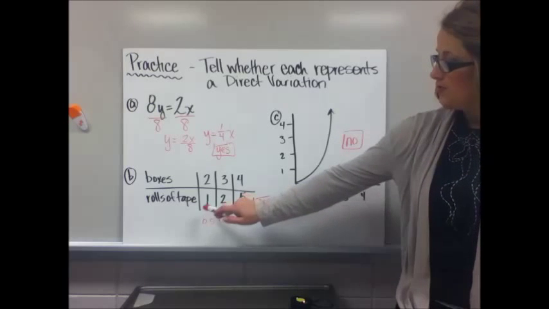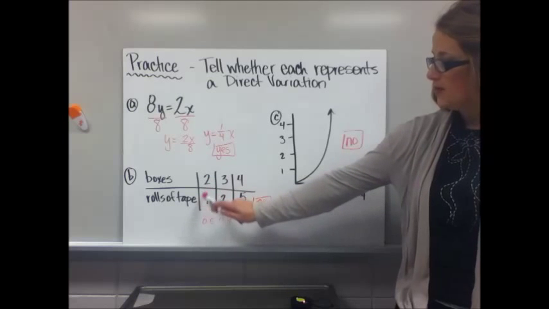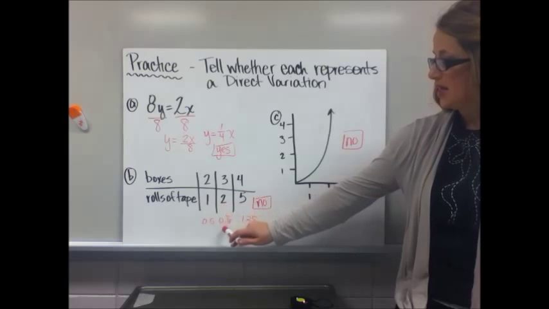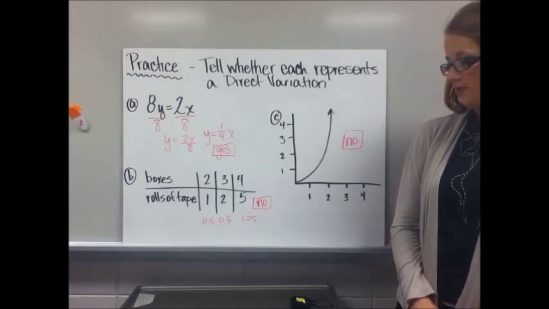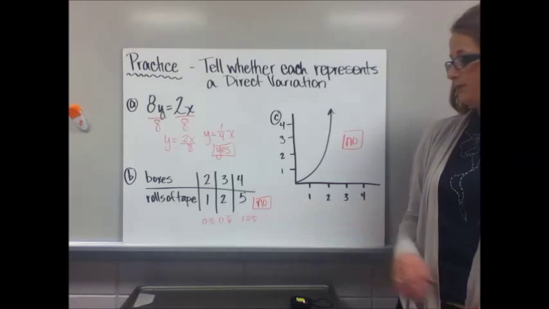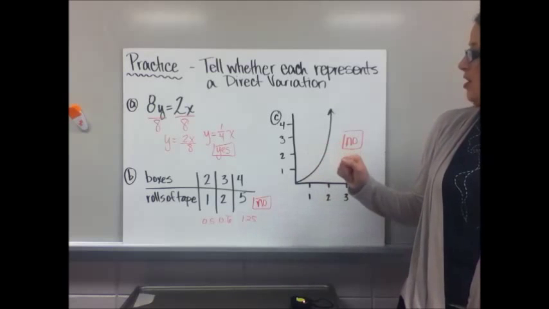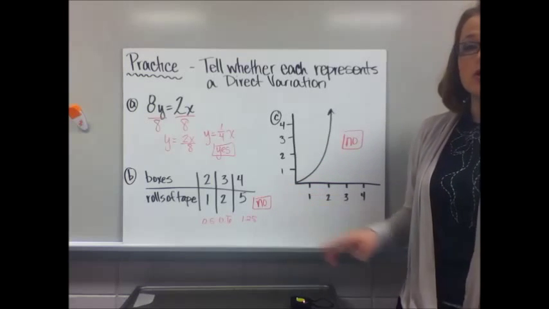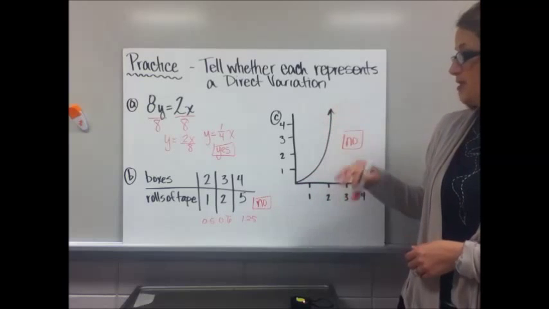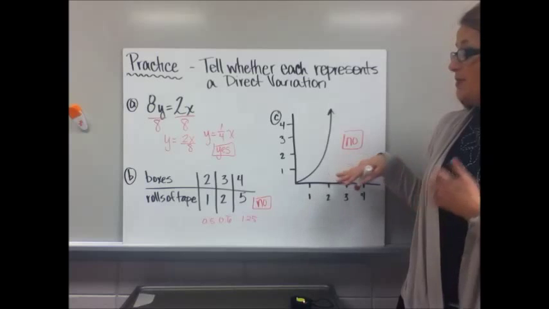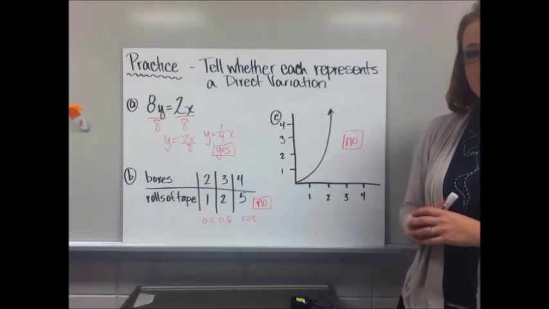On the table, when you divide the y by the x, on the first column you get 0.5, second column you would get 0.6 repeating, third column you would get 1.25, so that is a no. And then on C, yes, it is going through the origin, but it's not linear. It's not making a straight line. It has this curve to it, so it would be a no. It is not direct variation.